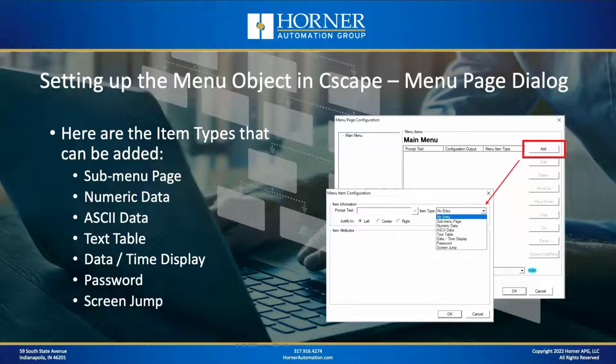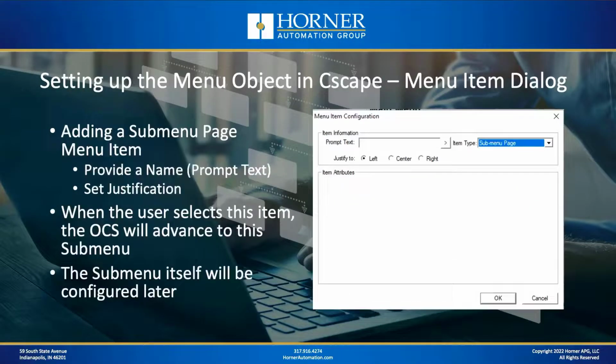screen. You can add a submenu page pointer. You can add a numeric data field, an ASCII data field, a text table. You can display time and date on an item as a menu. You can display a password data field on the menu, and you can do a screen jump selection on the menu as well. So these are all the things that are available as items on your menu.